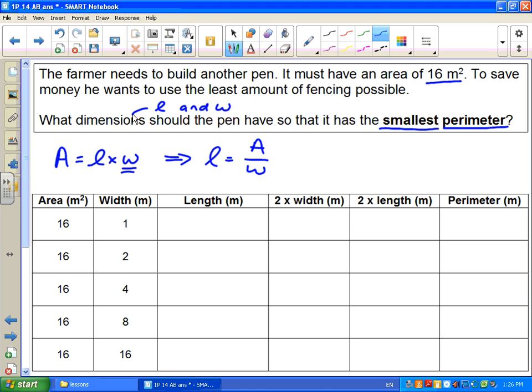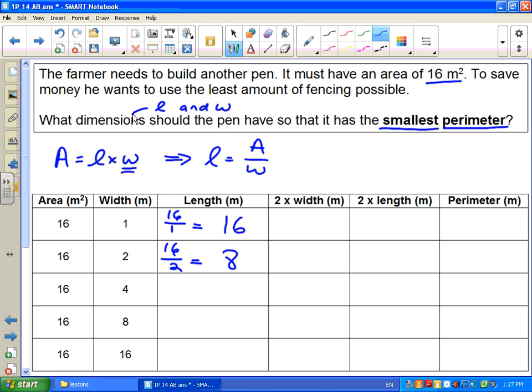So in our first line here, we've got an area of 16. If we want to figure out what the length is, we do area divided by width. So my length is going to have to be 16. Yes, because width times length, or 1 times 16, gives me 16. For my next one, I'm going to have to do 16 divided by 2, which is going to give me 8. Because a length of 8 times a width of 2 is going to give me my area of 16.